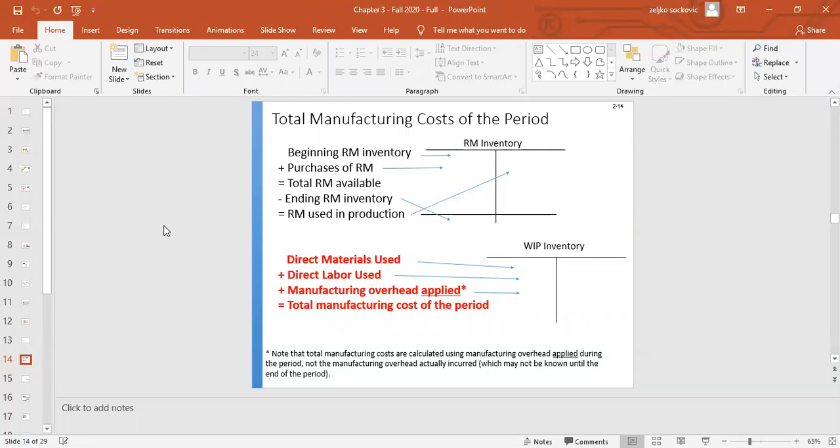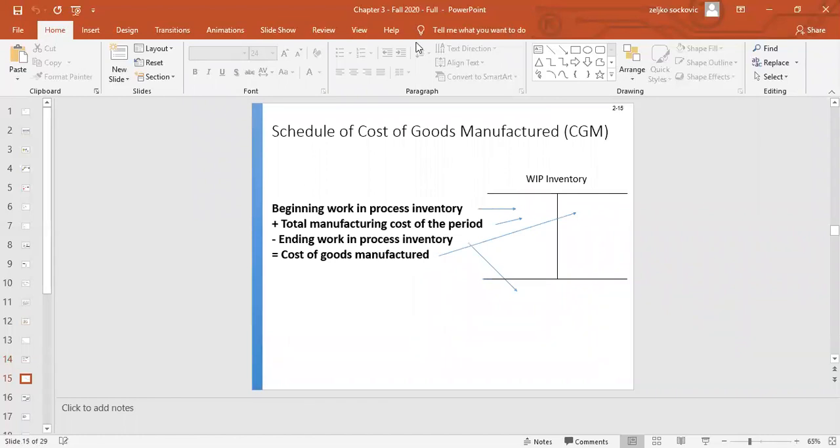So remember this term, total manufacturing cost. Total manufacturing cost means the cost that we added in this period. So not beginning inventory, and of course not ending inventory because that's what's left over, but cost that we added in this period. In this period, we added direct materials, direct labor, and manufacturing overhead applied, and we have total manufacturing cost.